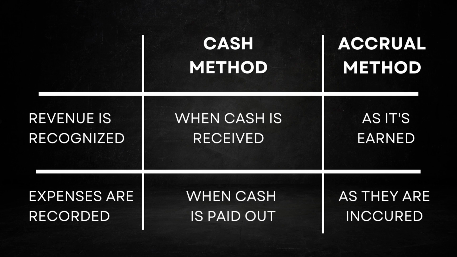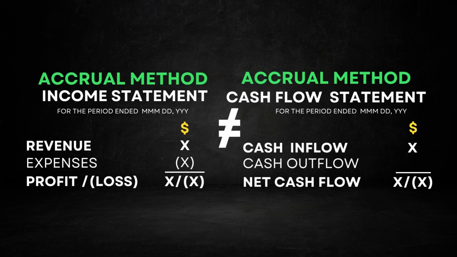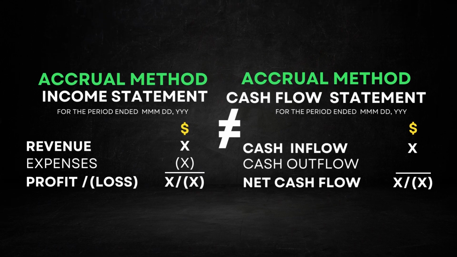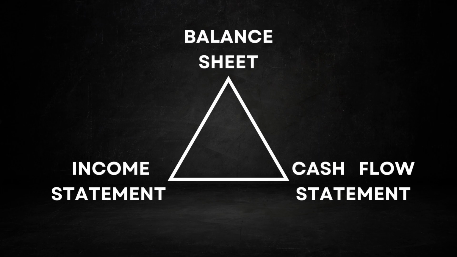Under the accrual method, revenue is recognized when it's earned, and expenses are recorded as they are incurred. In accrual accounting, the income statement showcases a business's earnings and expenses, not its cash inflows and outflows. Consequently, businesses using the accrual method maintain a separate cash flow statement alongside their income statement. Additionally, they also have a balance sheet, which presents their assets, liabilities, and equity.